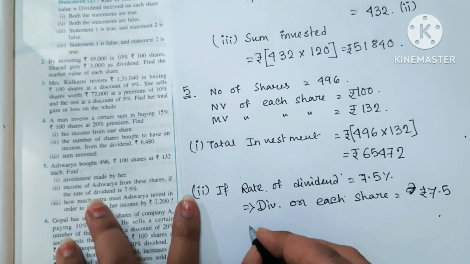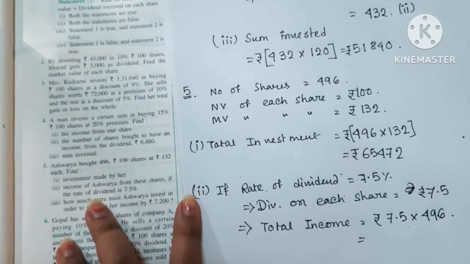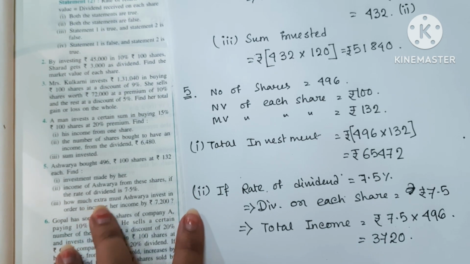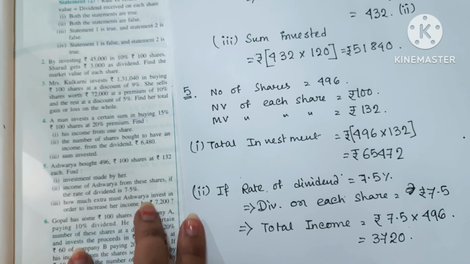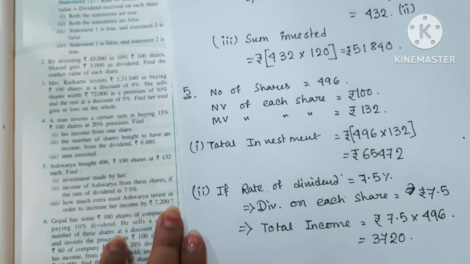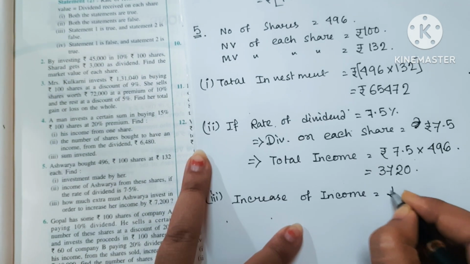Okay, so total income 7.5 into that number of shares 496. If you multiply you will get this one. This is the total income. Now how much extra must Aishwarya invest in order to increase her income by this one? So increase of income, increase equal to rupees.